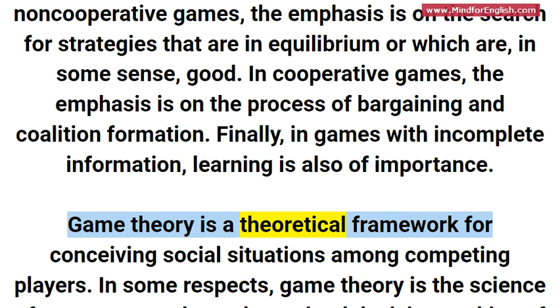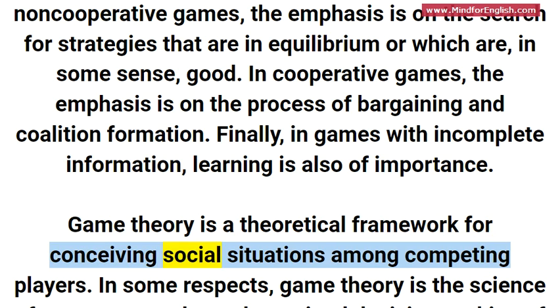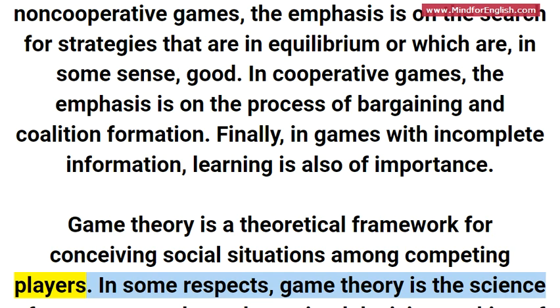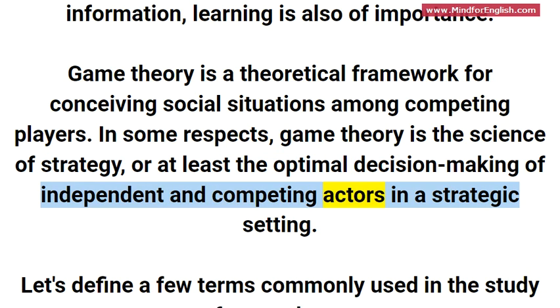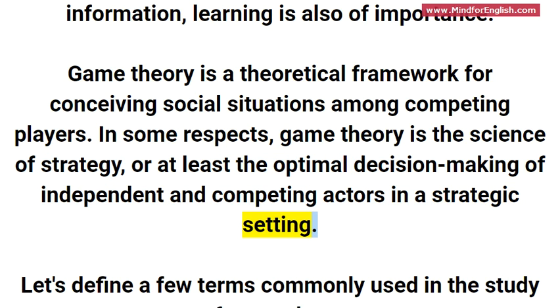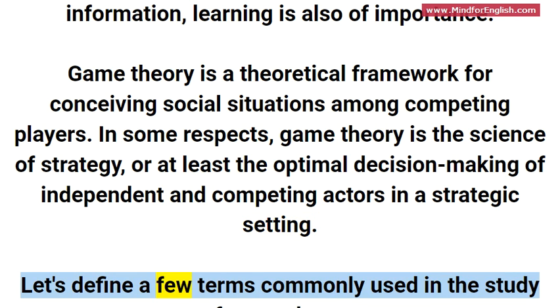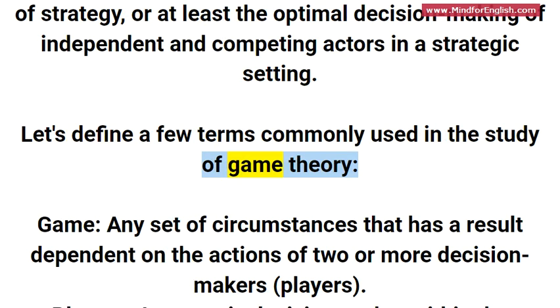Game theory is a theoretical framework for conceiving social situations among competing players. In some respects, game theory is the science of strategy, or at least the optimal decision-making of independent and competing actors in a strategic setting. Let's define a few terms commonly used in the study of game theory.